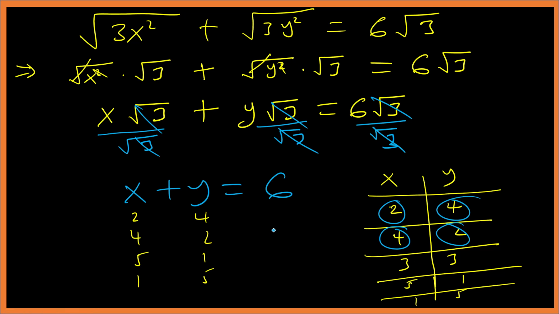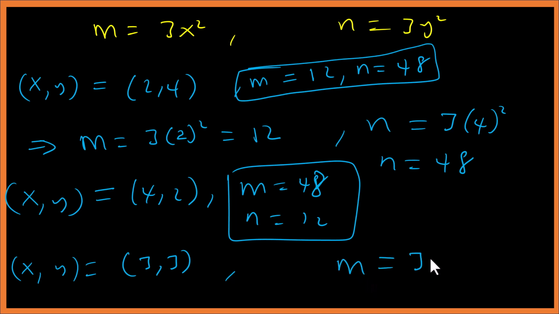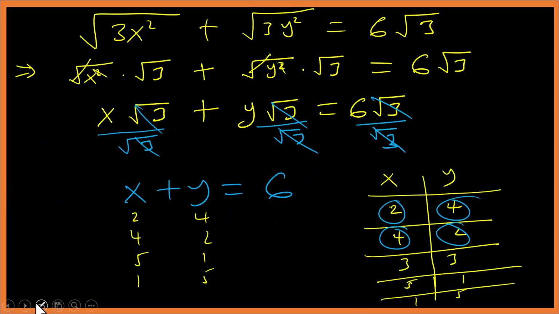So let's go to when x is 3. So the next pair, 3 3. So my m will be 3 times 3 squared, 9 times 3, 27. So let me write the answer straightforward. My n will also be 27. So that's that. Now let's go to 5 1. That will be the last.